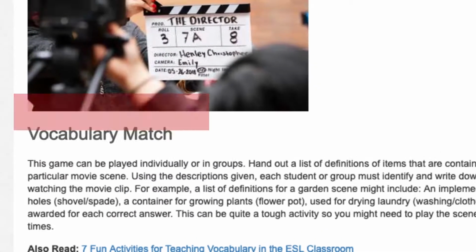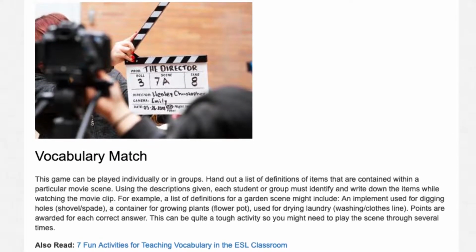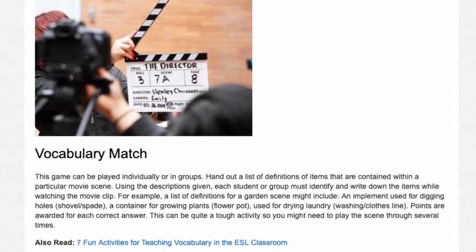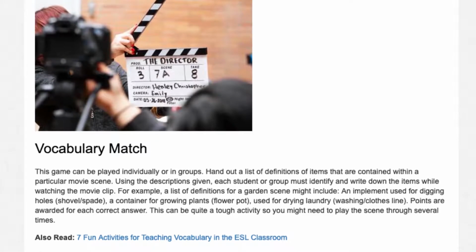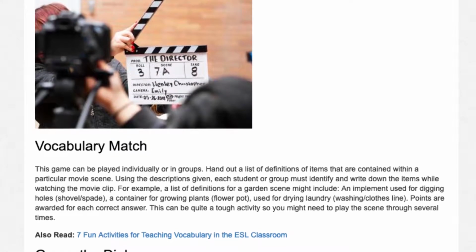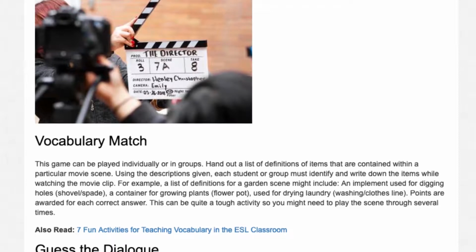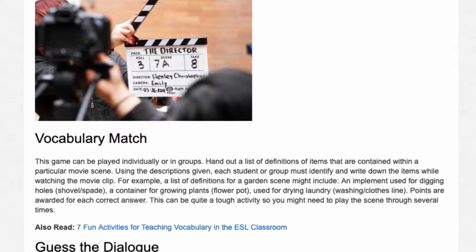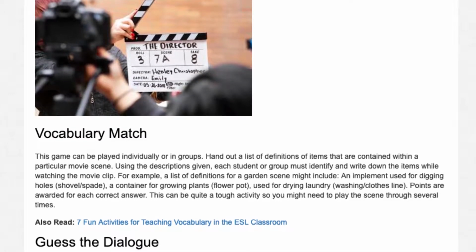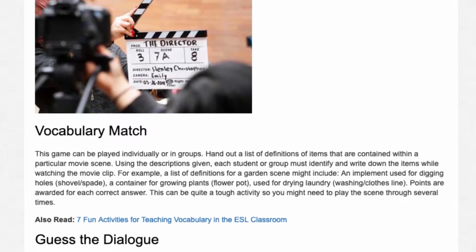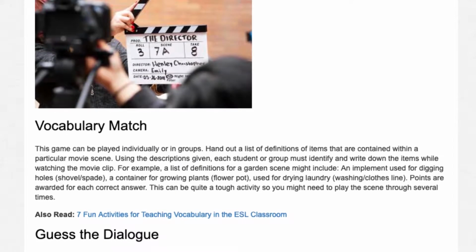Vocabulary match. This game can be played individually or in groups. Hand out a list of definitions of items that are contained within a particular movie scene. Using the descriptions given, each student or group must identify and write down the items while watching the movie clip. For example, a list of definitions for a garden scene might include an implement used for digging holes, shovel spade, a container for growing plants, flower pot, used for drying laundry, washing clothesline. Points are awarded for each correct answer. This can be quite a tough activity, so you might need to play the scene through several times.